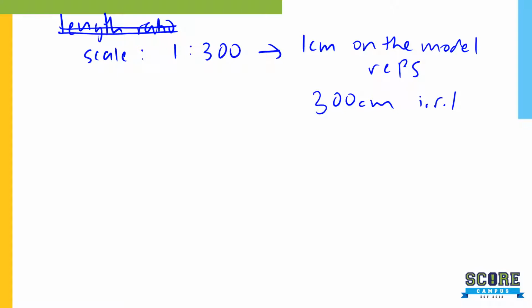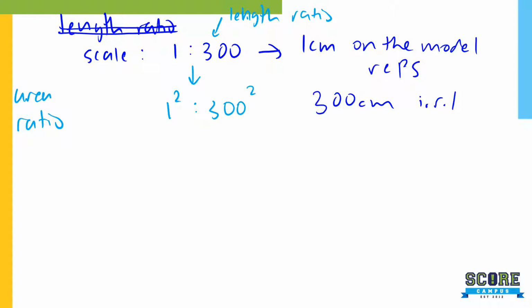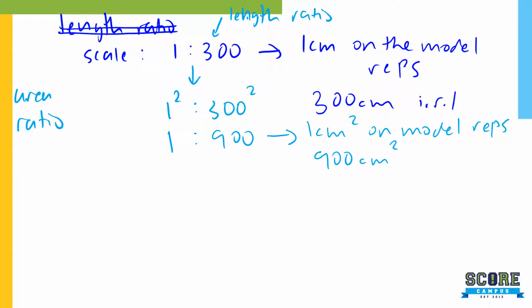Yeah? So this is what you call the length scale, a length ratio. If I want to go on to find the area ratio, I will have to square this. So here, 1 squared is to 300 squared. So it's 1 is to 90,000. So this means 1 cm squared on the model represents 90,000 cm squared in real life.